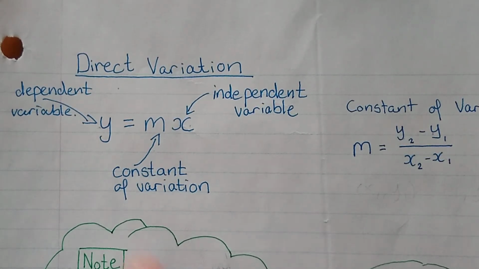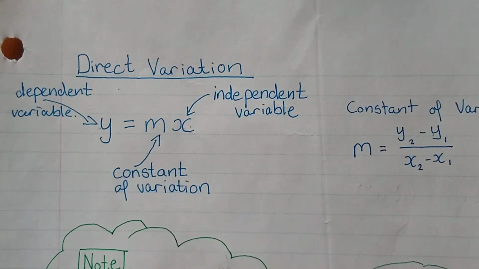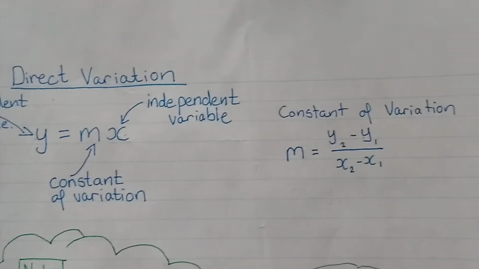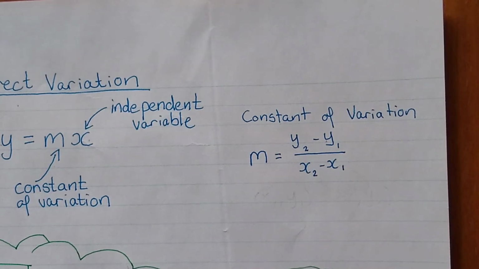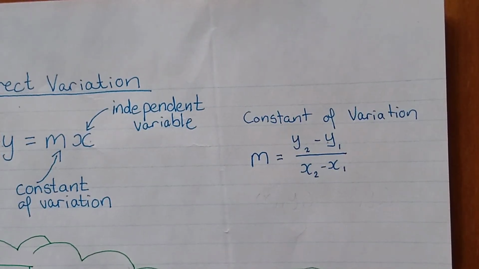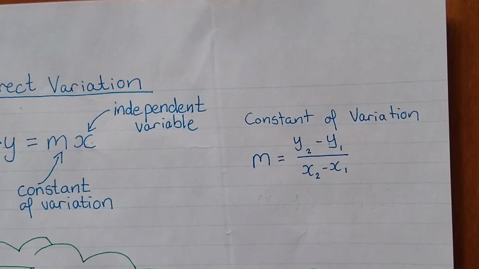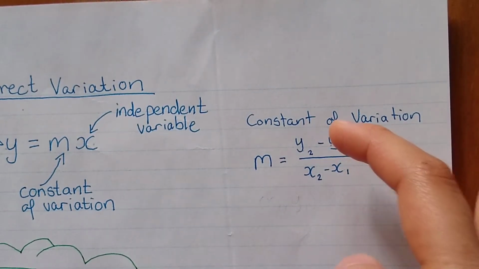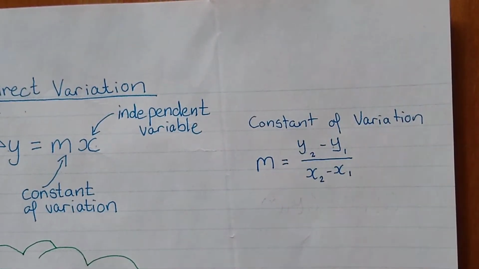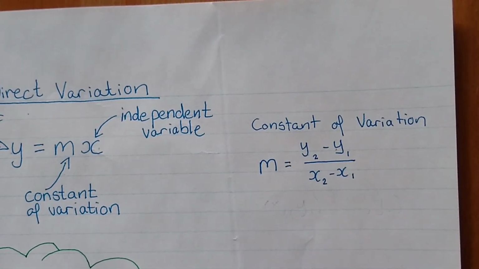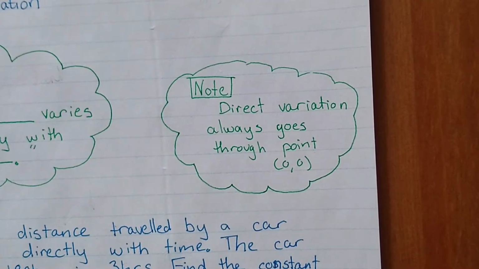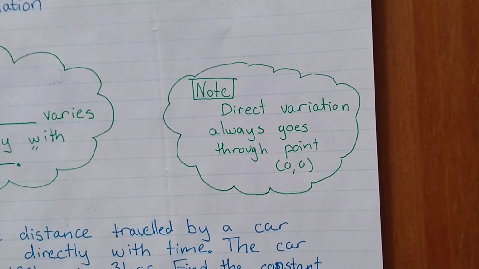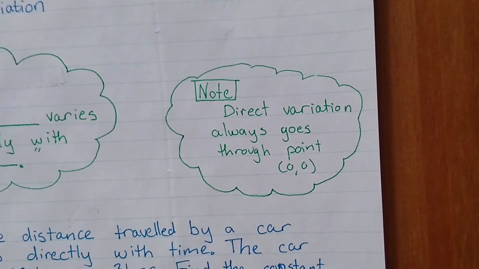And usually we use y and x, but that can change depending on the problem. To find m, we use this formula: y2 minus y1 over x2 minus x1, which will make a little bit more sense as we do examples. But basically x1, y1 is a point, and x2, y2 is a point on a graph or a table of values. And for direct variation specifically, you will always go through point 0, 0. This isn't the case for indirect variation, which we'll go on to next.